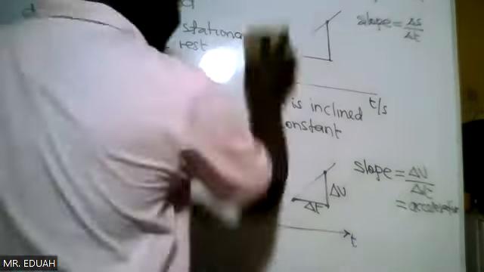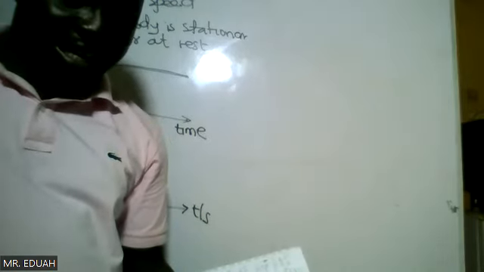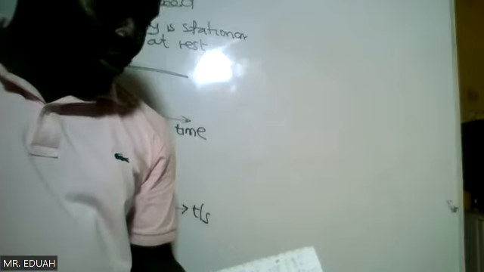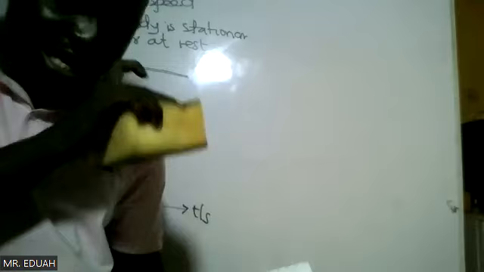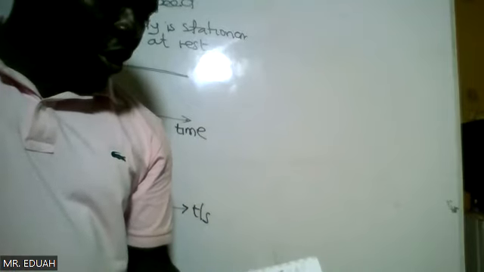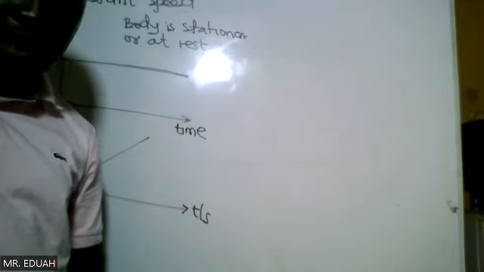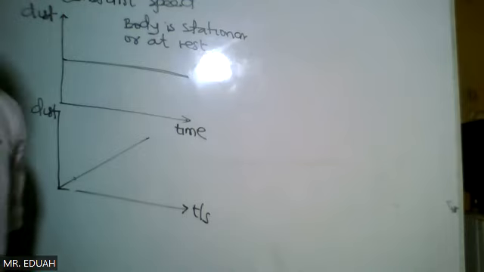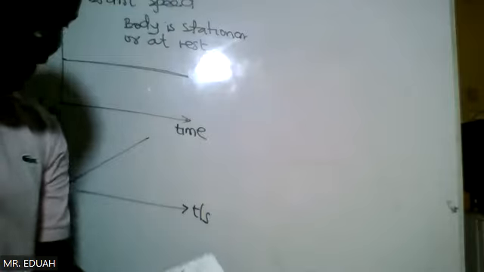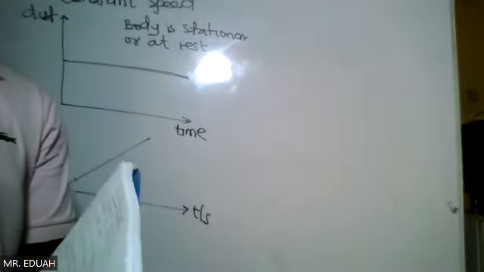Question two. Josiah, are you there? Pay attention to question two. A straight line parallel to the time axis on a distance-time graph tells that the object is... It's stationary. Exactly. When the straight line is parallel to the time axis for a distance-time graph or displacement-time graph, the body is stationary or at rest. All right.